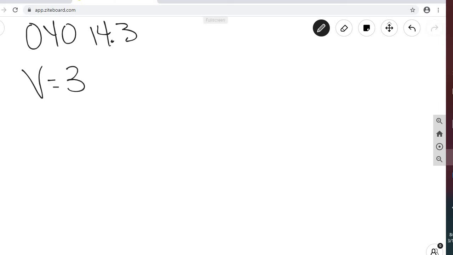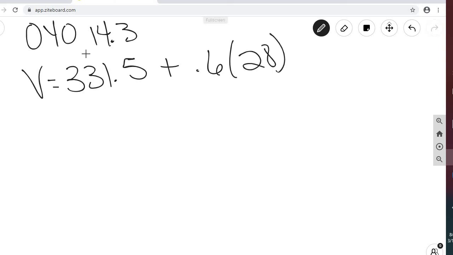Let's do a couple more problems of those. So let's do on your own 14.3. What is the speed of sound in air when the temperature is 28 degrees Celsius? Okay, so again, our equation is 331.5 plus 0.6 times the temperature, and we said it was 28 degrees Celsius.